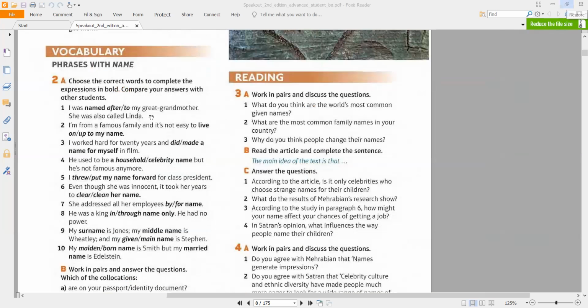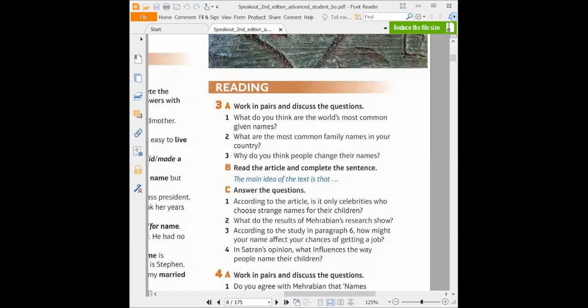What do you think the world's most common given name is? Muhammad. Yeah, definitely. Lucky you. I believe people in our culture name it a lot, that's the secret why it's the most famous given name in the world. And what are the most common family names in your country? In my country, we have Akkad, and so many famous names.